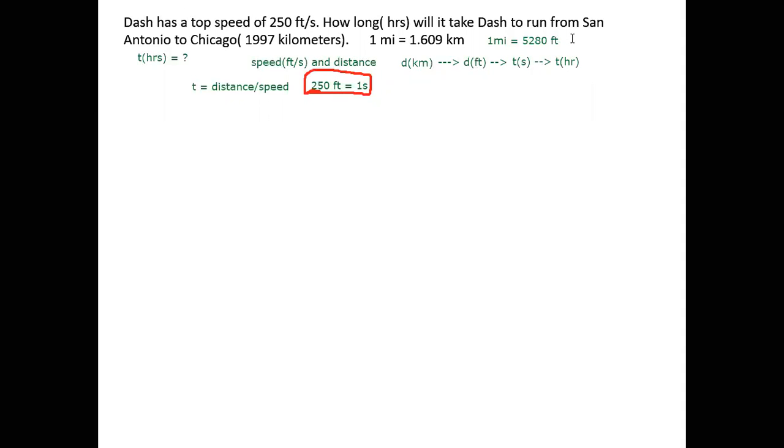So the other conversion factor we need is how many seconds in an hour. So 1 hour is 3,600 seconds. So now we have all the conversion factors we need. We can determine the time it takes in hours. Let's draw our train tracks.